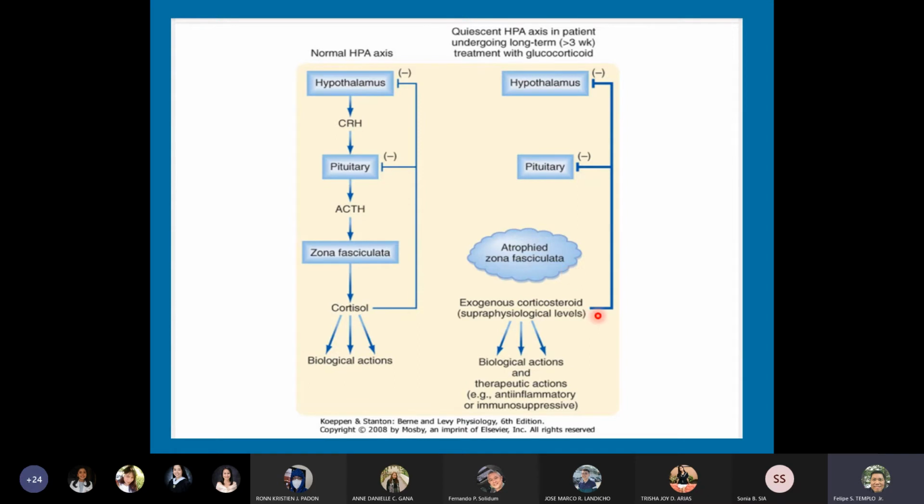So you cannot stop it abruptly. This is one of the important points, but it is only important if you are taking it beyond 3 weeks. If you take steroids for just 2 weeks, you can actually stop abruptly, but not for patients who are taking it for months. The cutoff, so far as I know, is 3 weeks. That is considered a prolonged steroid intake already.